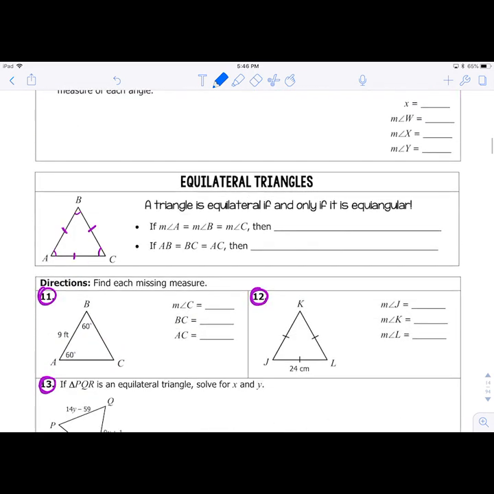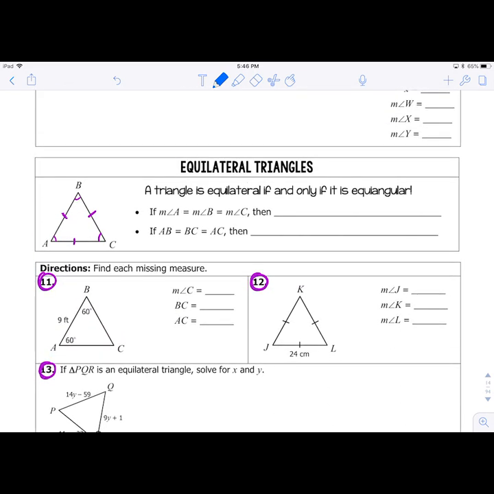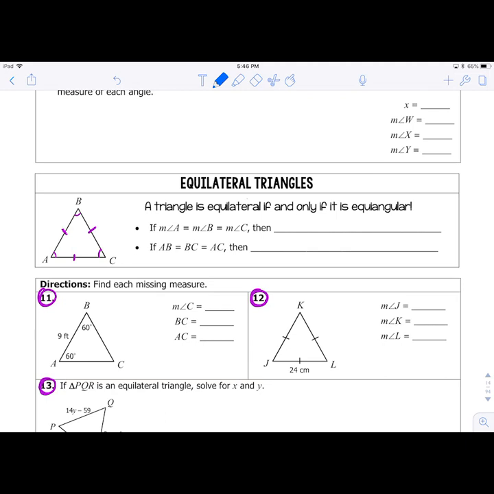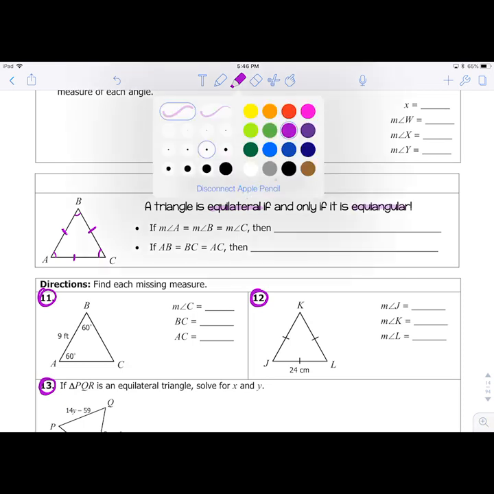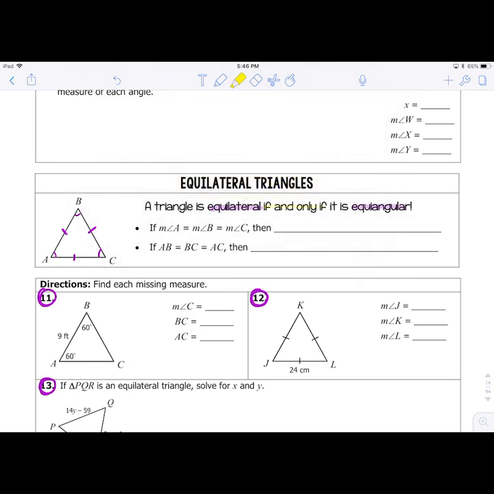Okay, equilateral triangles, and then we're done. You know equilateral triangles, all the same angles, all the same sides. A triangle is equilateral if and only if it is equiangular. Do you guys remember this? If and only if? What did we call that? If we could write a statement as if and only if, this is called a biconditional statement. Remember? That's why we learned all that. All right?